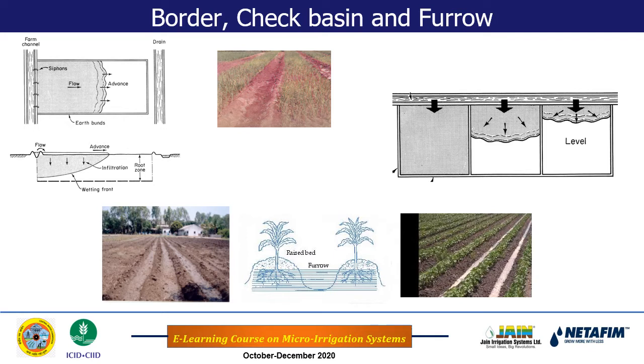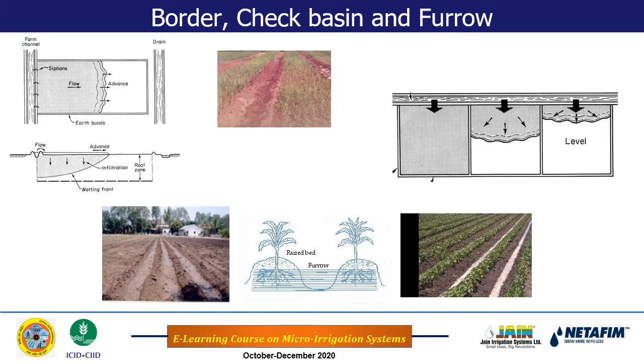The third method is the ridges and furrows. Amongst all the surface irrigation methods, this method is considered to be the efficient method. If you see the last row of sketches and photographs in this slide, and if you see the middle sketch, this shows you the furrows and ridges. Now in this case, the entire piece of the land to be irrigated is divided into a number of ridges and furrows of desired dimensions.